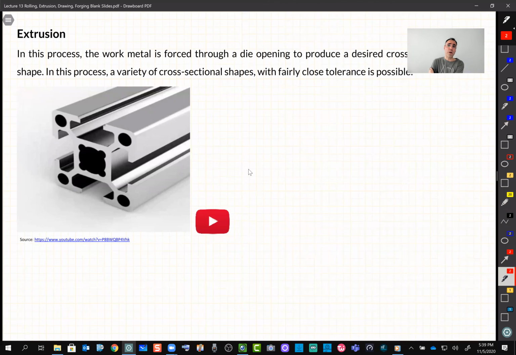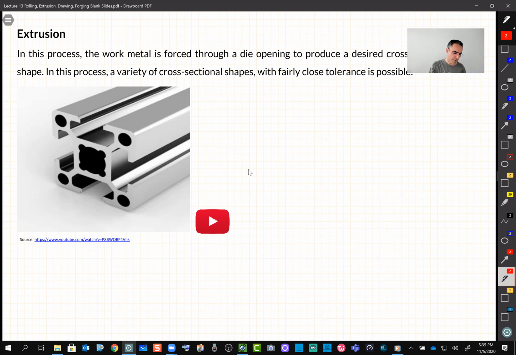Let's move on to extrusion. For rolling, you learned the idea: we have two rollers or multiple rollers, and we squeeze a slab or a material between the rollers to get the desired cross section that we want. Extrusion, you can think of it as basically the same idea. We have the original material, but this time we push it into a profile.